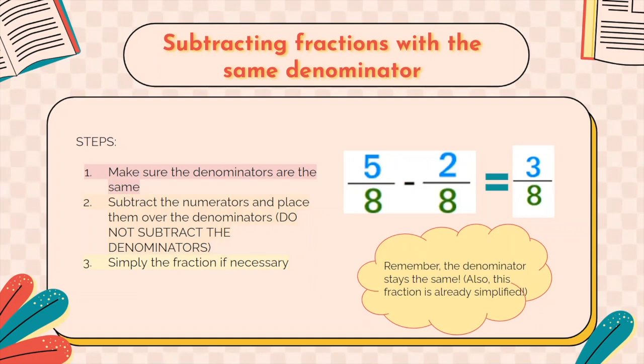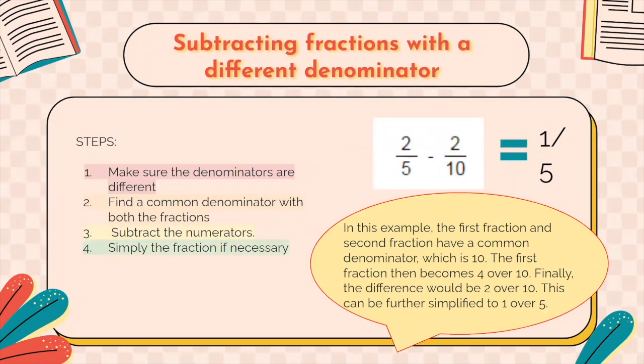So in this example, we have 5/8 minus 2/8. We have a common denominator, so it stays the same. For the numerators, we have 5 and 2. We subtract 5 minus 2, which equals 3, which is our numerator. So our end difference would be 3/8. Also, this fraction is already simplified.